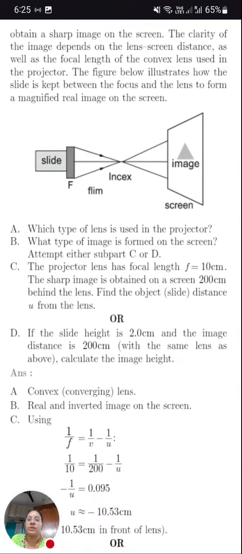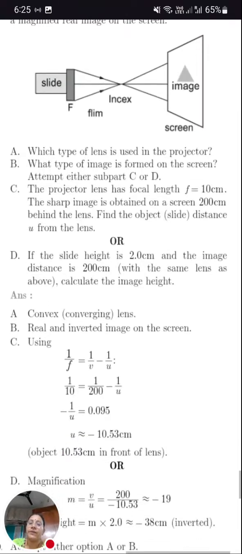The third one: the projector lens has a focal length of 10 cm. A sharp image is obtained on the screen 200 centimeter behind the lens. Find the object distance. So by using the formula, we need to find U. In case of concave and convex, I'll explain this question once more later.